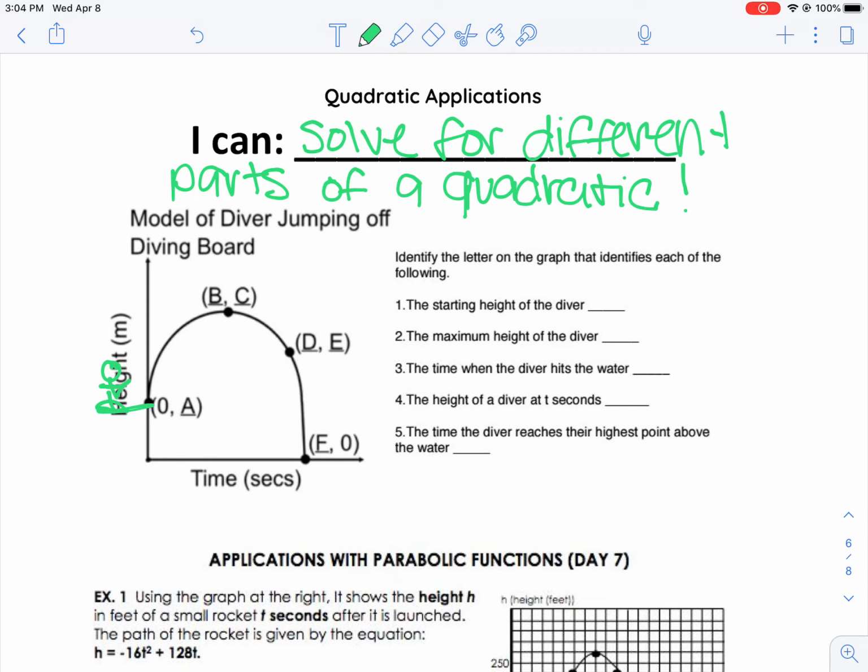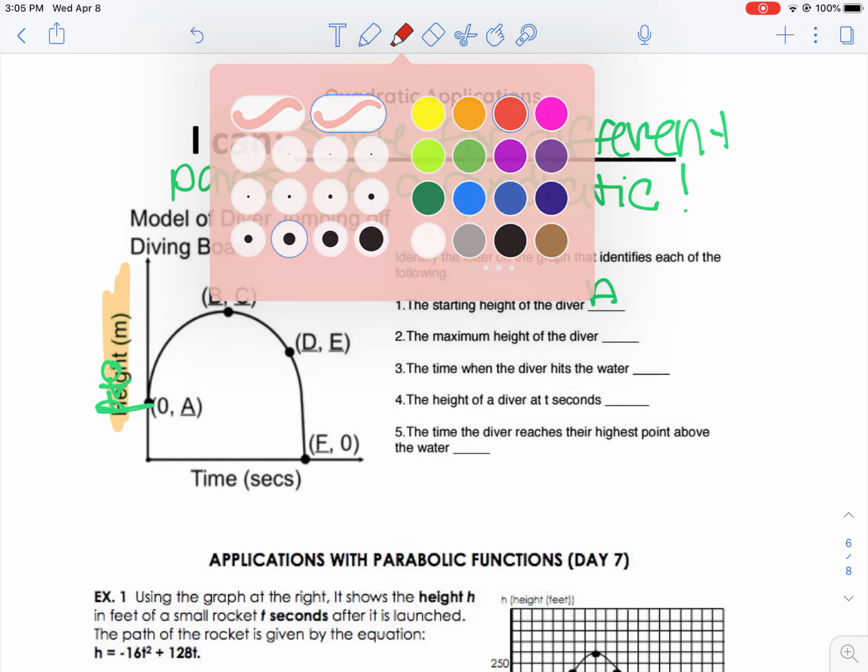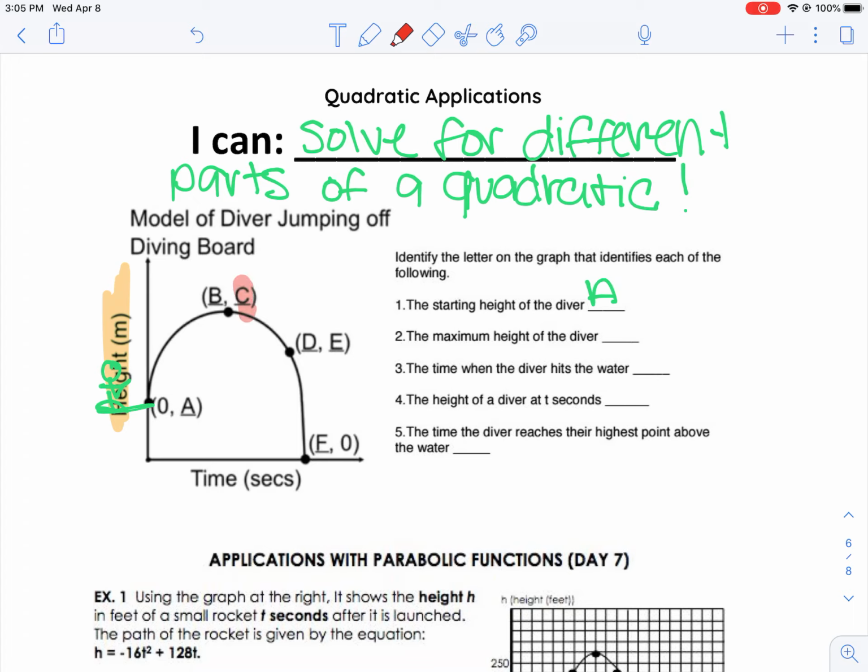All right, guys, so we're going to look at quadratic applications. So the first scenario is a diver jumping off of a diving board. So the starting height, if you look at the way they labeled your x and your y axis, your height is your y, okay? So the starting height of my diver would have to be at A.